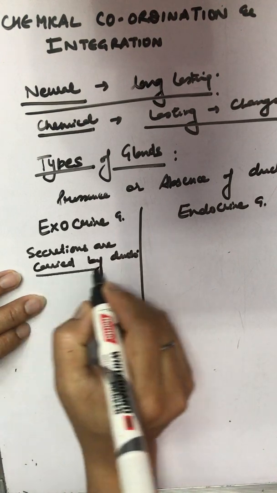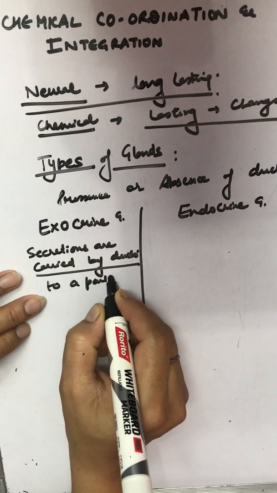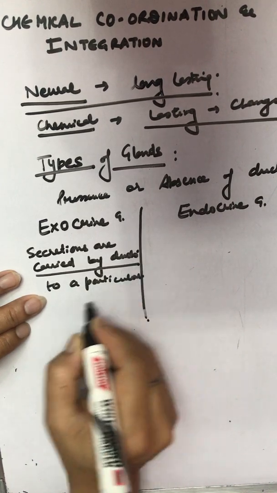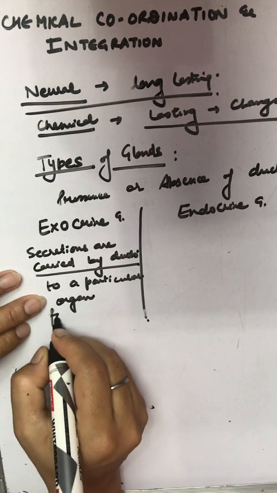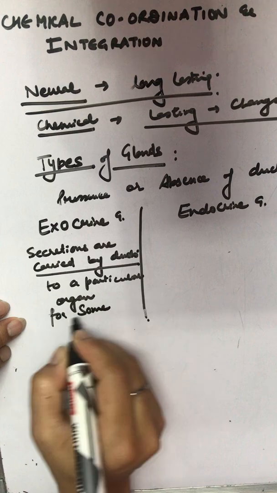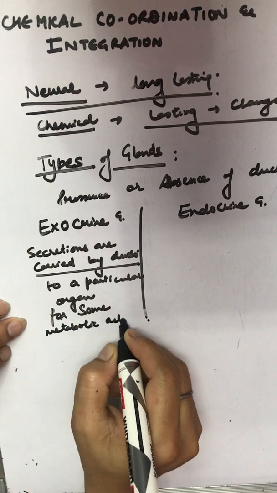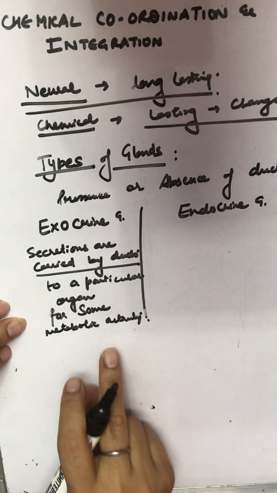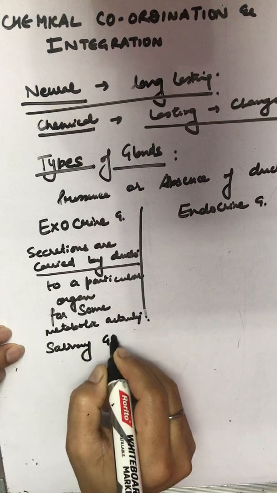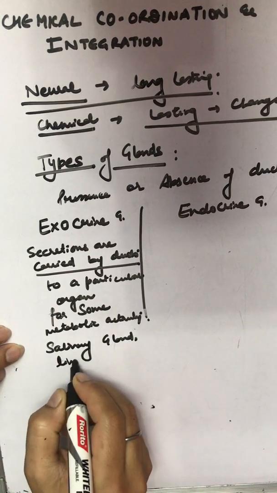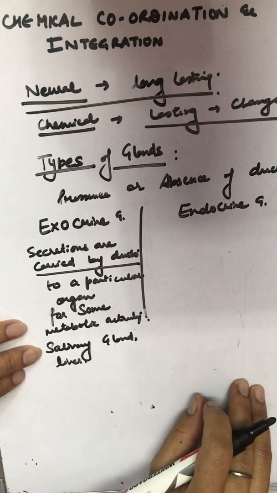Secretions are carried by ducts where? To a particular organ for some metabolic activity. If we have to list an example here, we can say salivary gland, we can say liver, we can say pancreas as well because there is a pancreatic duct.